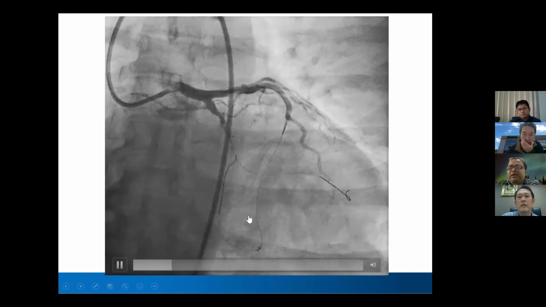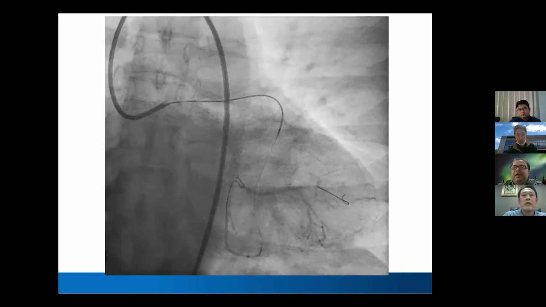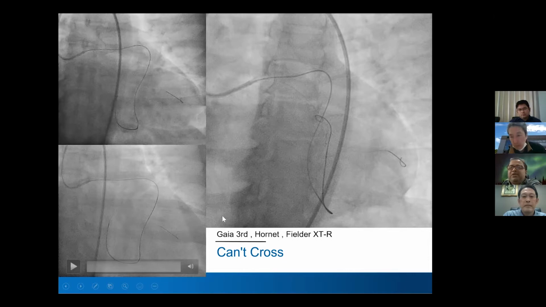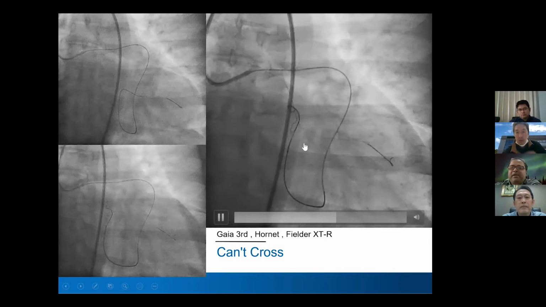And here we changed wires to try to cross and penetrate distally. Initially we used multiple wires. We escalated: we used Gaia 2nd, Gaia 3rd, even Hornet 14. We couldn't get through. So in the end, what we did is we knuckled. We used a Fielder XTR and pushed the knuckle up. The knuckle managed to come up, and it was overlapping with the first wire we saw.